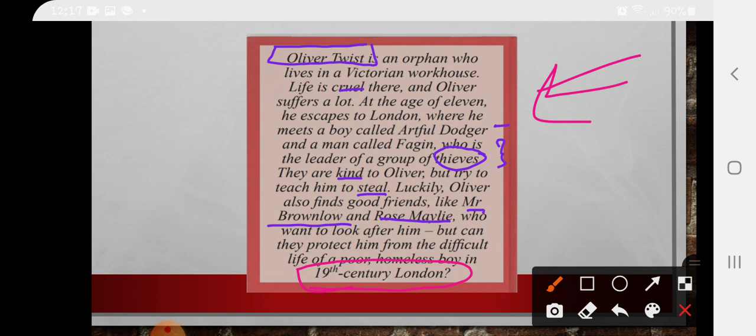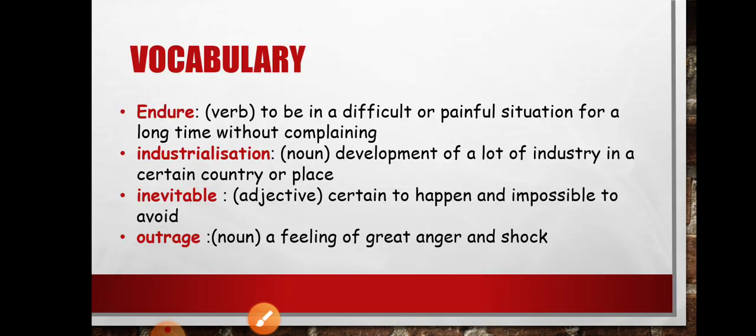Okay? So, this is the blurb. Let's move now to the vocabulary. We have only 4 vocabulary words that you have to learn from this review. Let's read them together. Endure: to be in a difficult or painful situation for a long time without complaining.